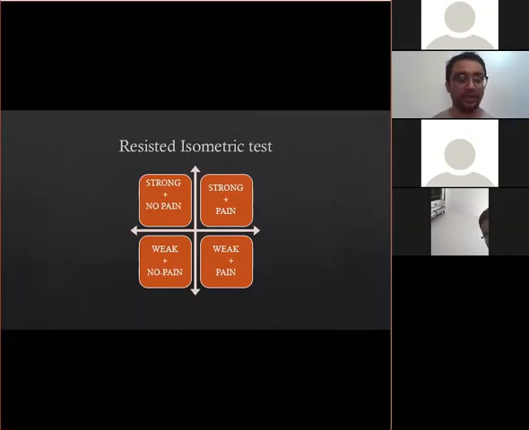Okay. Now the third option. Muscle is weak, but there is no pain. What does that tell you?